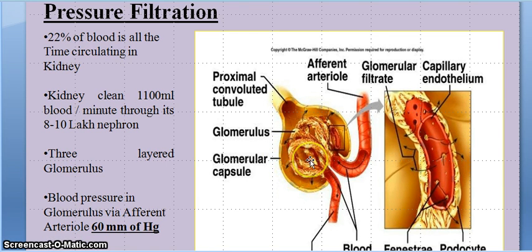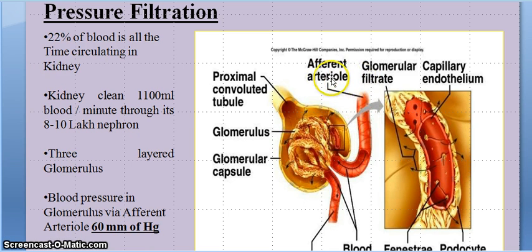Okay, next is the glomerular capillary, and now I'm going to discuss the structure of the glomerular capillary membrane in the next slide. Before discussing the structure, I am going to discuss that 22% of the blood is circulating in the kidney, and the kidney cleans 1100 ml of the blood per minute. Kidney contains 8 to 10 lakh nephrons, which is the structural and functional unit of the kidney. Blood pressure via the afferent arteriole is 60 mm of Hg.